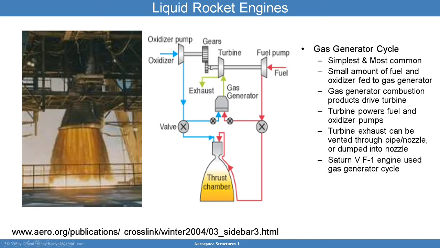And the turbine will then power the fuel and oxidizer pumps. And this, in turn, then drives the flow. So that's why it's called a cycle. And here you see the fuel going through this valve, also into a thrust chamber, which then causes the thrust to occur. The Saturn V F1 engine cycle was a gas generator cycle.